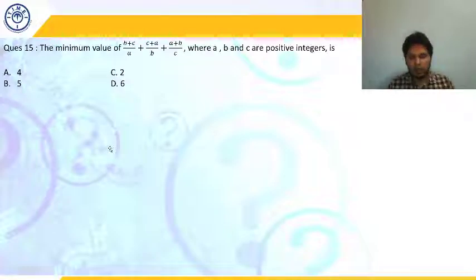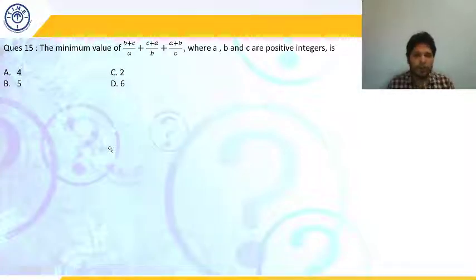First let's read this question together and try to understand what has been given in the question and what has been asked in the question. So this is question number 15 of your handout. The minimum value of (b plus c) upon a plus (c plus a) upon b plus (a plus b) upon c, where a, b, c are positive integers.